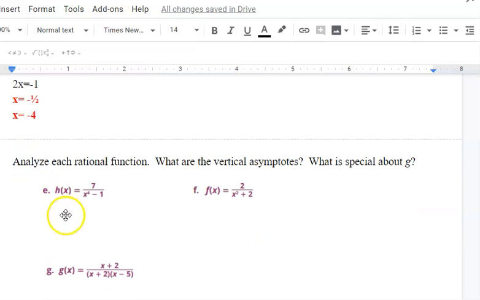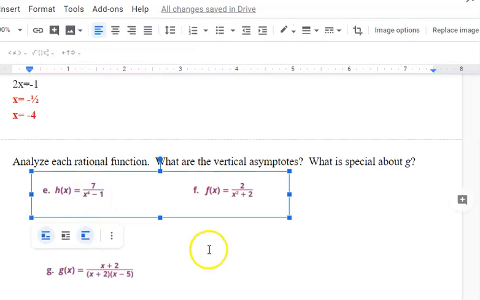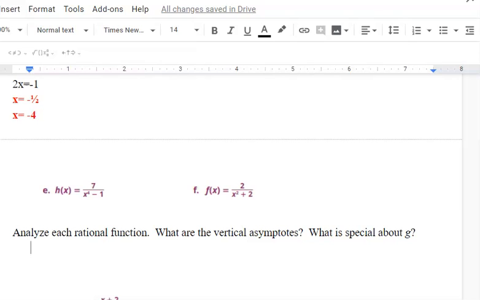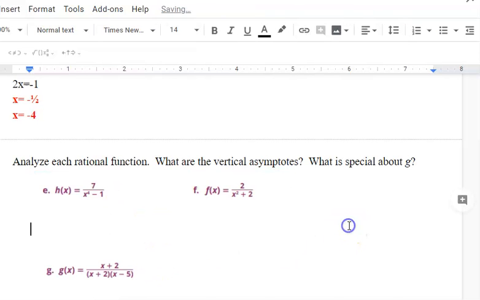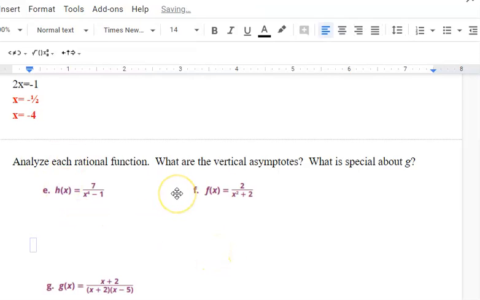The next one says analyze each rational function. Where are the vertical asymptotes? Well, this first one, the denominator can be factored, and it's basically easy to factor with the difference of squares. So I'm going to use the equation editor this time to make it prettier. So I have x squared plus 1 and x squared minus 1. By the way, shift 6 is an exponent in case you didn't know. So that would be a difference of squares, but I have another difference of squares, x squared minus 1.